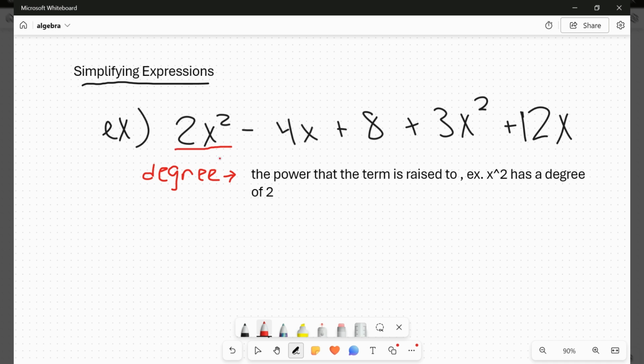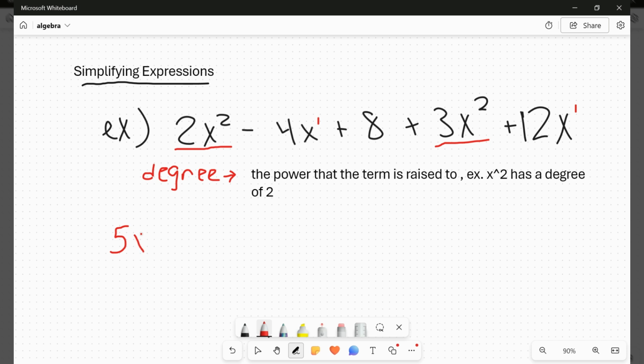So this term has a degree of 2. Now let's scan. This is a degree of 1. This is a degree of 0, we don't even have an x. Here we have another degree of 2, and then here we have another degree of 1. So we know that we can combine the 2x squared and the 3x squared. That's great. So we get 5x squared.